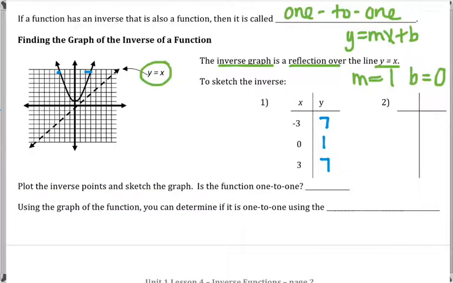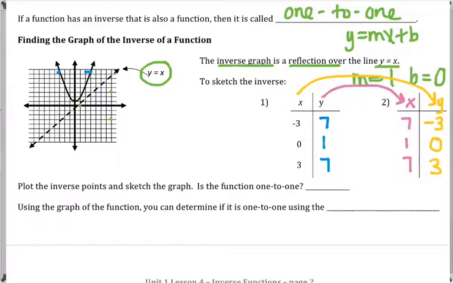To sketch its inverse, we're going to take all of the y values that we had here, and they become our inputs. When we graph them, we'll make them x's. And we take all of the inputs and we make them outputs. When we graph them, they'll be our y's. So now we just graph each of these new ordered pairs on our coordinate plane to see what we'll see.